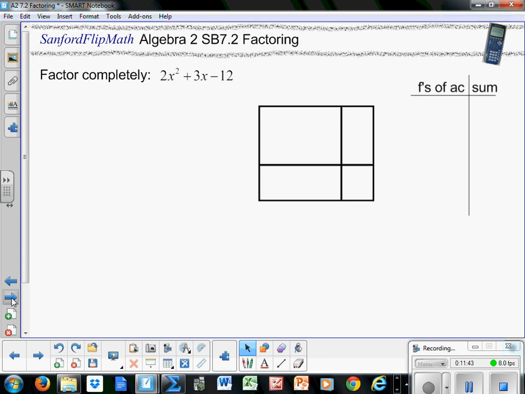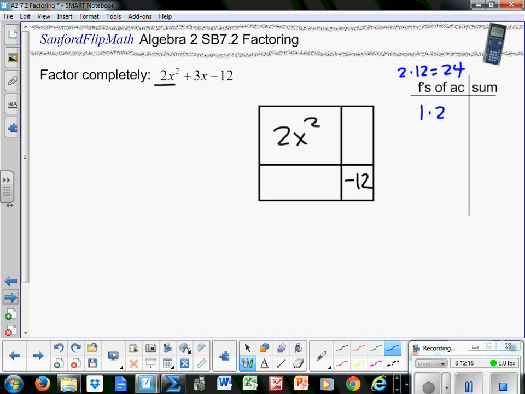This one is the one where, with the previous examples, people sometimes say, oh, come on, I can do that. And then in this one, we get a number out front here, and people start panicking. This is the real power of using the area model or the box. All right, so again, 2x squared, negative 12. Factors of a times c. Now 2 times 12 is 24. We're going to write factors of 24.